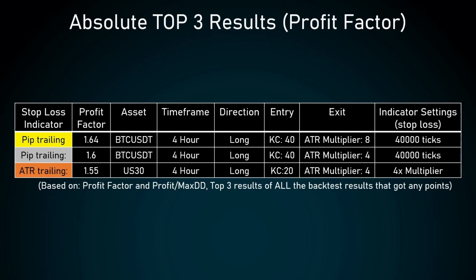Now keep in mind, these results are not so important because this is just the top 3 and not the overall best stop losses. But at the first place we get the PIP trading stop loss on the BTC USDT 4-hour chart, generating a 1.64 profit factor, and here you can see all the other settings. The second place also goes to the PIP trading stop loss, and the third to the ATR-based trading stop loss. That was used on the US 30 4-hour chart, long positions only.